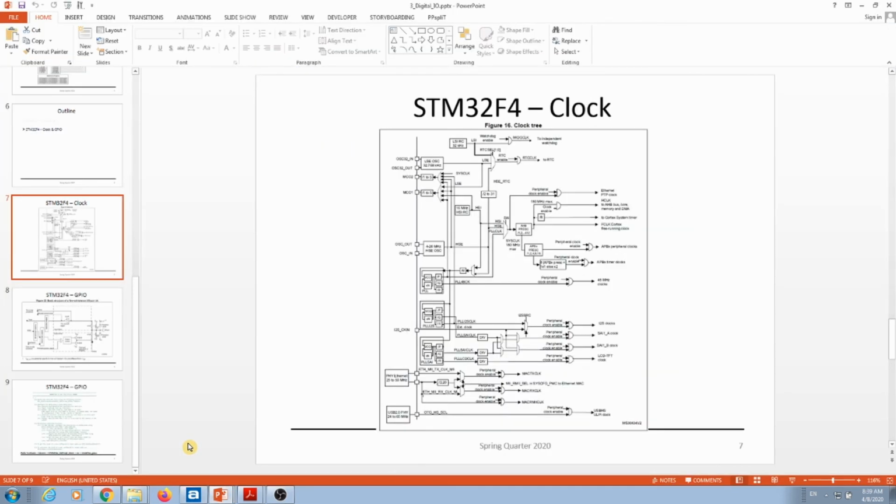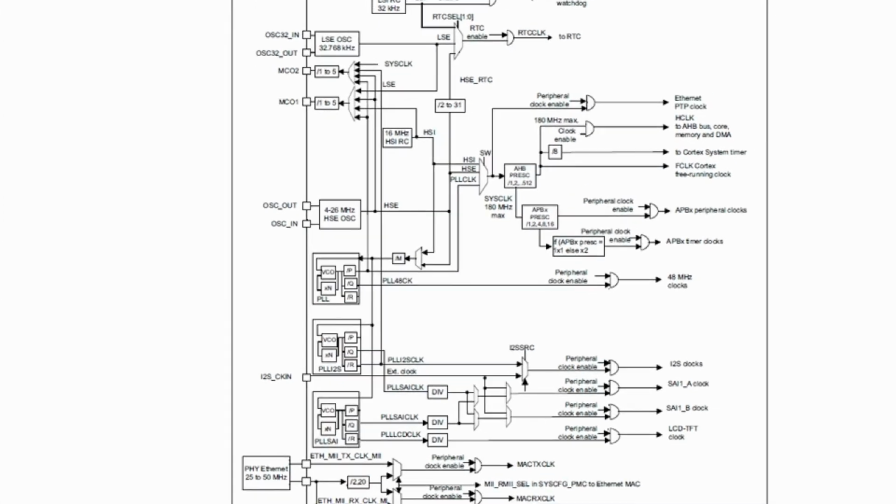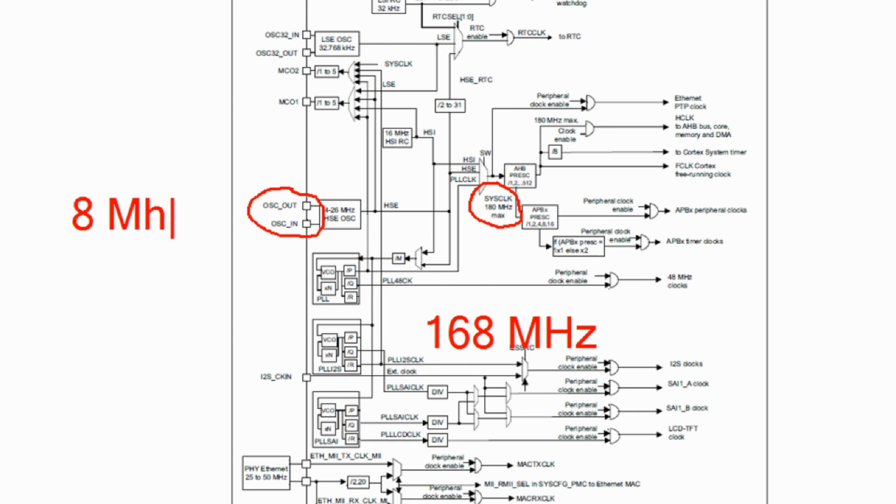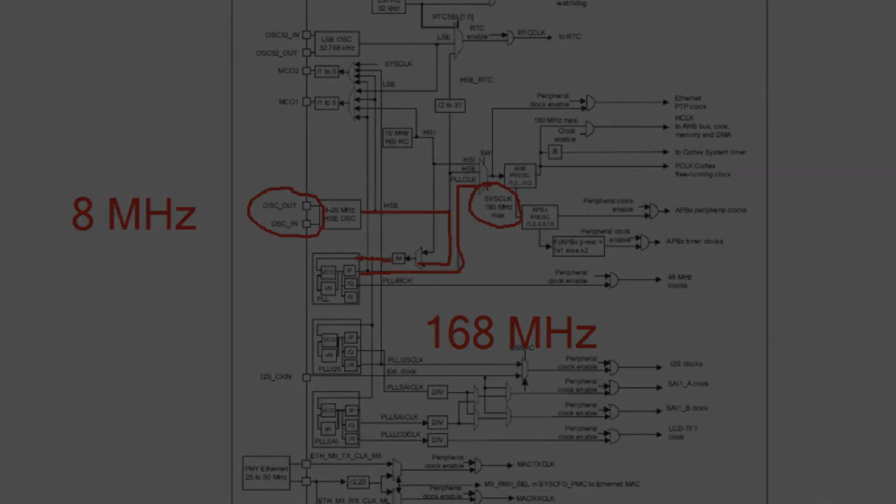So I go back so we can visualize a little bit what's going on. The system clock is now running at 168 megahertz, and it's coming from your 8 megahertz crystal. That feeds inside of this multiplexer. This comes out of the PLL, it goes up and feeds to your system.